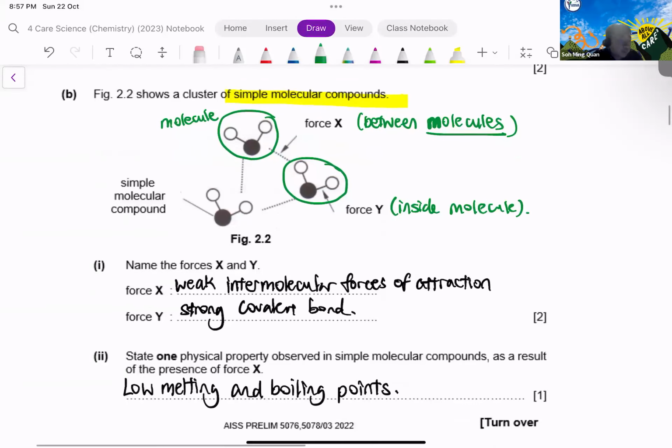Okay, and finally, what's one physical property? Low melting and boiling points. All right.